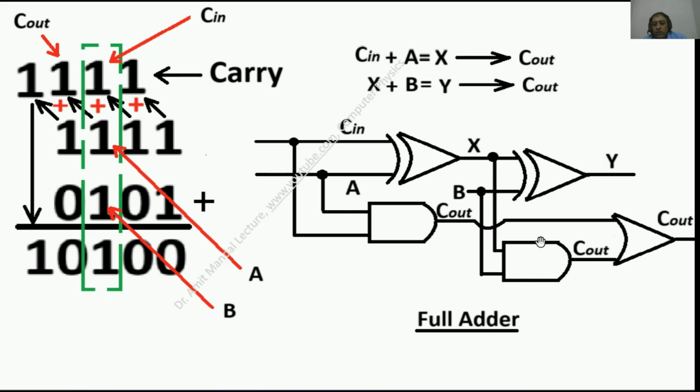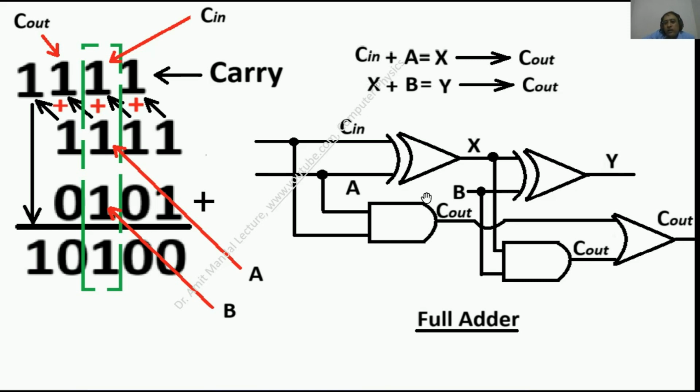Okay, so out of these two, only one will develop carry, either C in plus A will develop carry or X plus B will develop carry. So either this or this, so through an OR gate, we get the final out carry. This is the in carry, this is the out carry. So this we have already learned, I just refreshed a little.